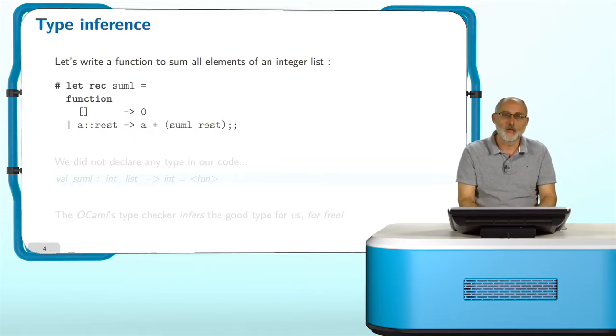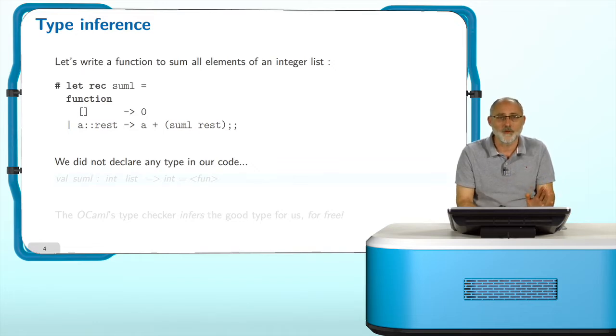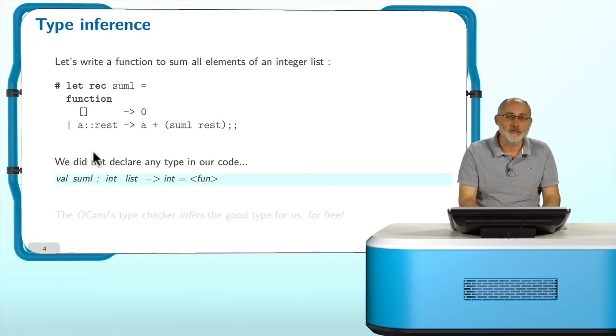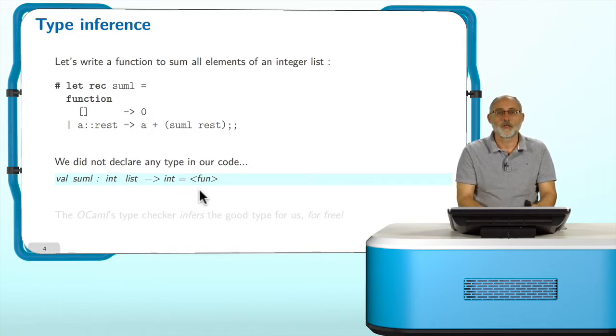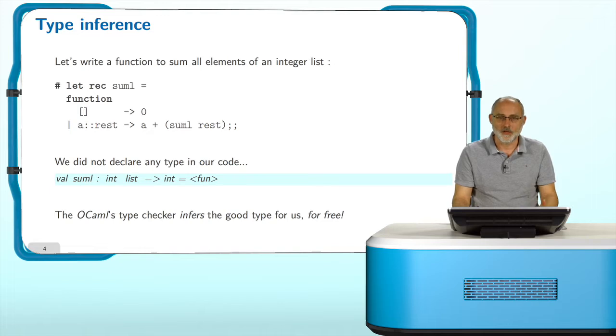Okay, so it doesn't matter if you really don't understand what is going on, it's a very simple definition. What is really important to notice here is that we did not declare any type in our code. We didn't say what is the type of A, what is the type of rest, what is the type of sumL, nothing. And yet, as soon as you hit enter here, the system answers you with this message. It says, thanks a lot, you defined a value which is sumL. This is actually a function that takes an integer list and returns an integer. Okay. So the OCaml type checker has inferred for us the good type of this program for free. We had nothing to do.